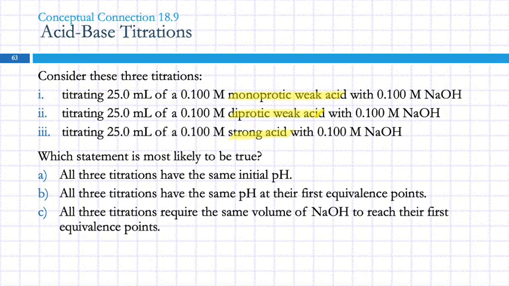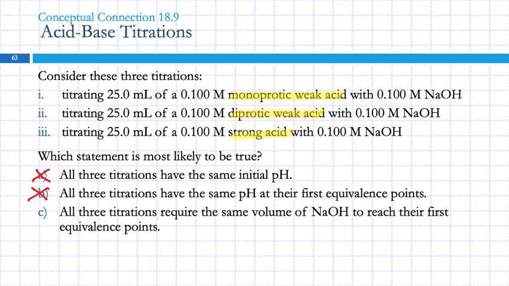All 3 titrations have the same initial pH. Will that be true? No. That's not true, because the strong acid will have a lower pH than the weak acids. All 3 titrations have the same pH at their first equivalence point. I don't think so. No. Because the strong acid will be at 7, right? And weak acids, at the equivalence point, you have a solution of the conjugate base, so it will be above 7.